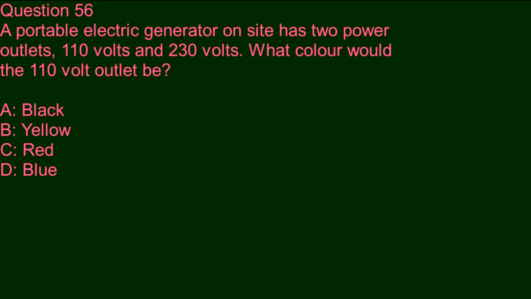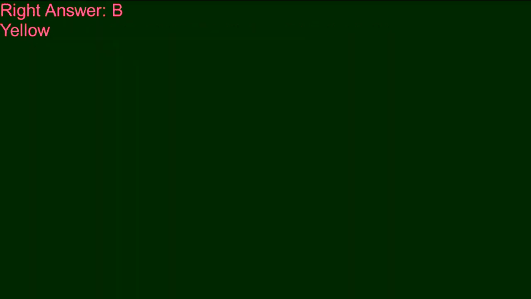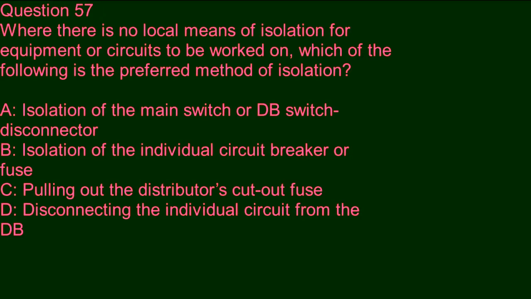Question 56. A portable electric generator on site has two power outlets, 110 volts and 230 volts. What color would the 110 volt outlet be? A. Black. B. Yellow. C. Red. D. Blue. Right answer, B. Yellow.